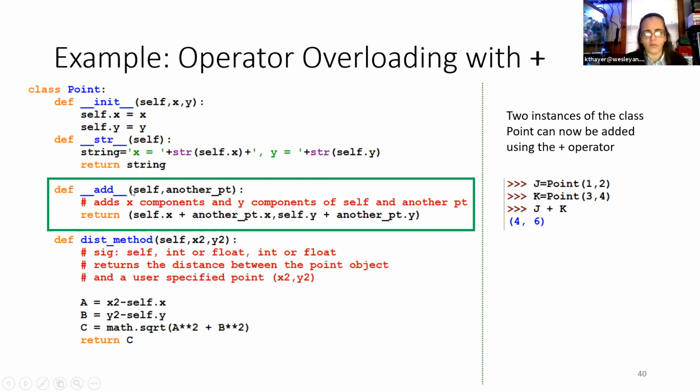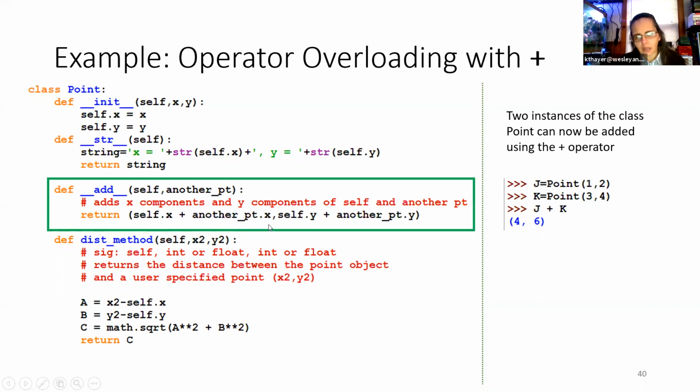Again, we're going to need self as the input parameter, which we always need so that we can access its own values. And then we're going to also have another point. So this is going to add x components and y components of the self and another point. So let's take a look at what this is going to return. Notice that this is returning, this is actually in fact a tuple, but you can just think of it as a list. It's returning one thing that contains 2 entries. So we're going to have self.x, the x component of this point, and another point's value of x.